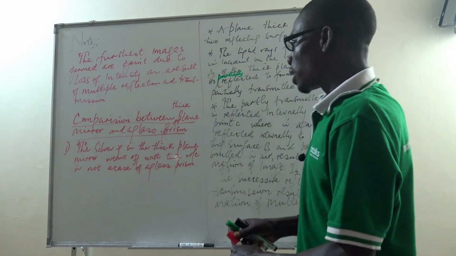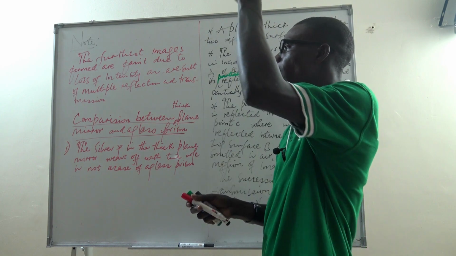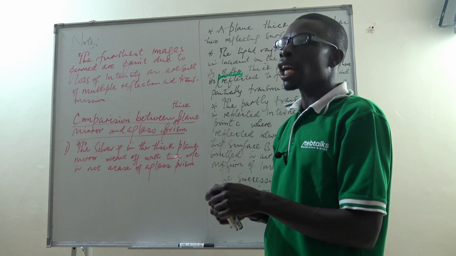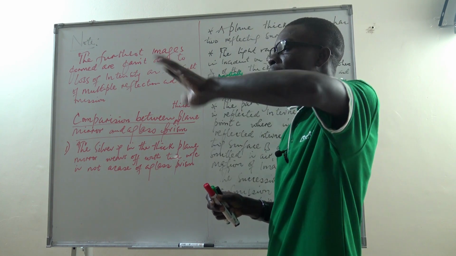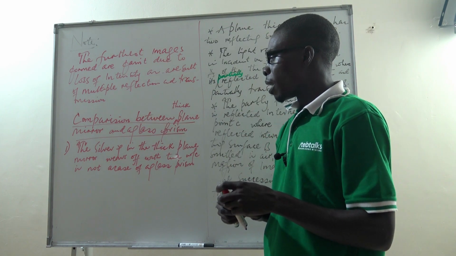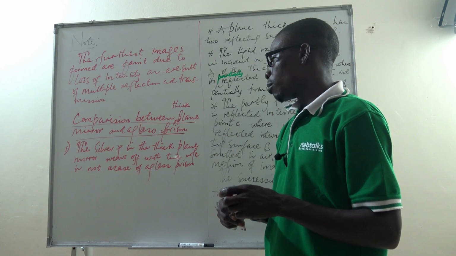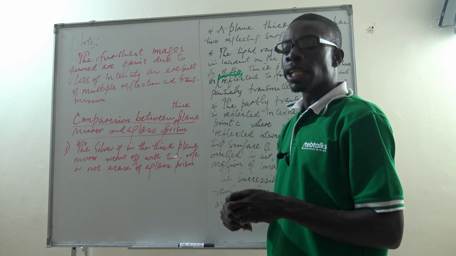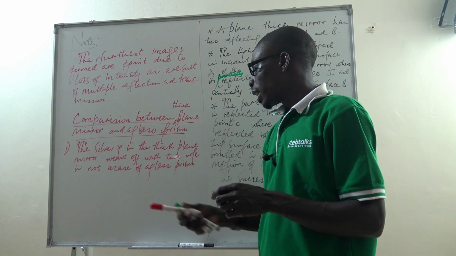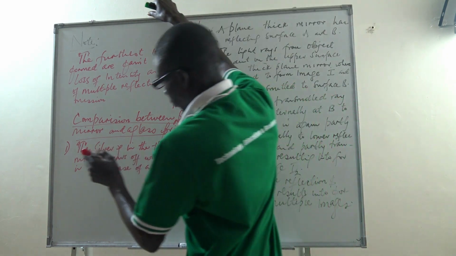Is that okay? So number one is that in the thick plane mirror, they have some silvering, some kind of painting that is done behind them. So if the mirror spends a long time, you realize that all those paints are now going off. And if the paint goes off, that mirror will no longer perform its purpose. That's why we're saying that the silvering will wear off with time. But we don't do any kind of painting in a glass prism. That means that it will not be affected by that.